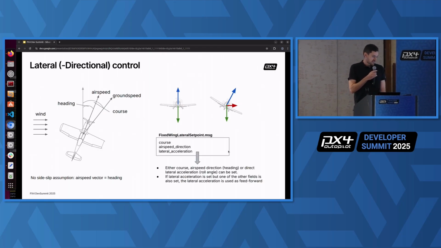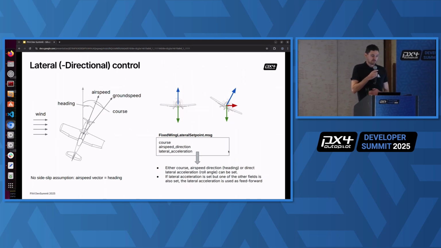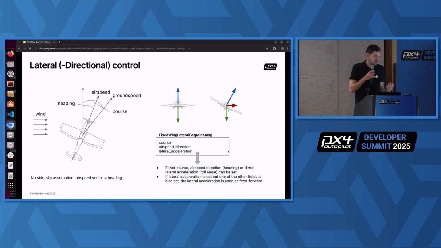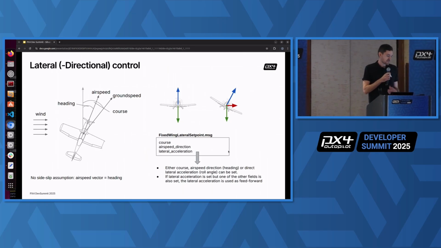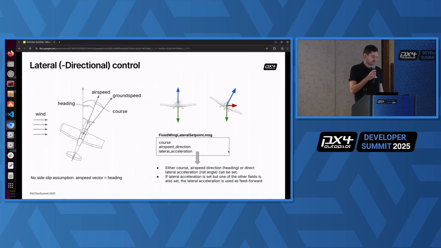With that in mind, we can now define the interface, which consists of course, airspeed direction, and lateral acceleration. The interface is structured in a way that you can set any of these three states, and that's then fed into the controller. So you can set a course, or a direction of the airspeed or vehicle heading, or acceleration. And with acceleration, you can also add it to the other two setpoints as a feed forward, such that you can do a nice, consistent circle. That's it for lateral control.